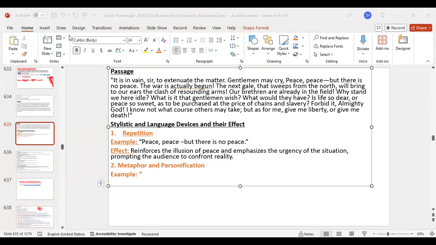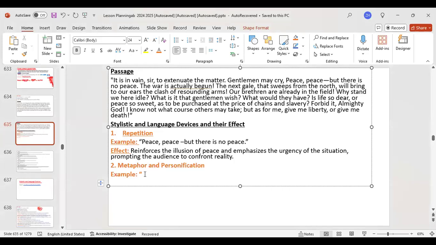All right, gale is a strong wind. So when he says the next gale, a gale is a strong wind. But he said that the wind is going to do something. He said that the wind is going to what? Sweep. The next gale that sweeps from the north, right? That's definitely personification, because he is giving a human quality to a wind. The wind is sweeping, right? A wind can't sweep, a wind blows. So that's personification. It's also a metaphor as well. And we're going to explain why it's a metaphor and also a personification.